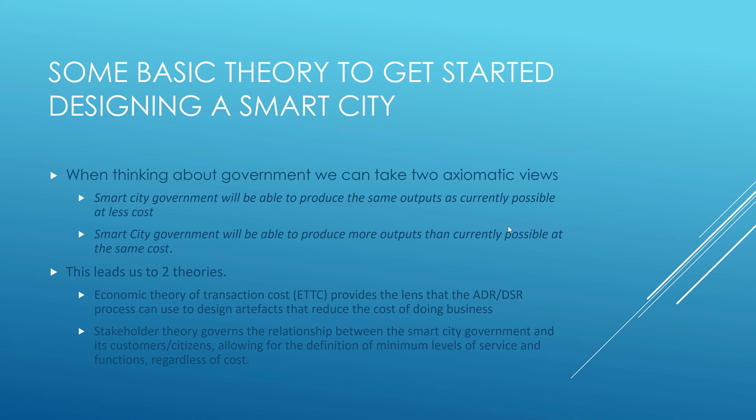On the flip side of that, we have stakeholder theory, which governs the relationship between the government and its citizens in their demand for services. Generally, stakeholders in government demand services regardless of cost. So now, stakeholder theory allows us to say, this is the minimum level of service that the city is going to provide, regardless of the cost of providing that service. Unfortunately, stakeholder theory also allows that there will be political decisions made, and decisions where finance is not the primary driver of the project.